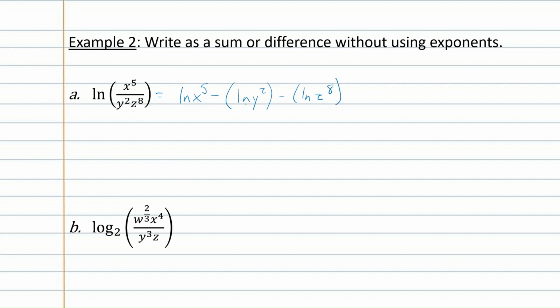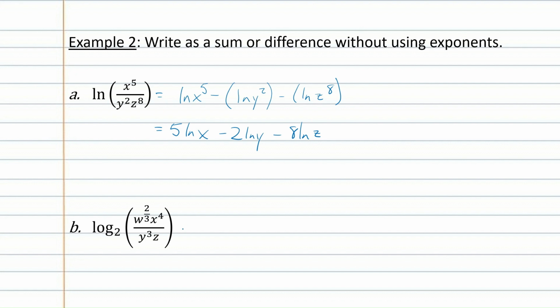Okay. Now I need to take care of these exponents. So I'm going to bring the 5 forward. Here I have 5 natural log of x minus 2 natural log y minus 8 natural log z. That's simple. The ones on the bottom get minuses, the one on the top gets a plus. Okay. Then we're led to B right here.